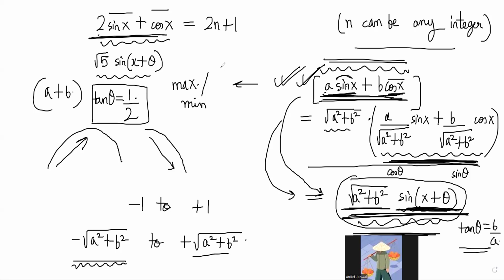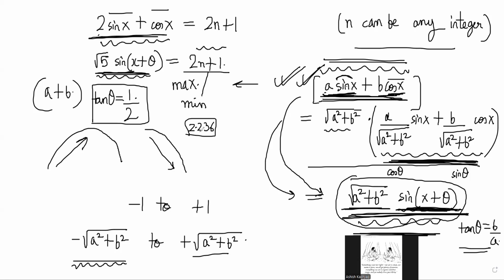Root 5, and the minimum value is minus root 5, and this equals 2n plus 1. Root 5 value is 2.236. So this expression is going from minus 2.236 to plus 2.236. So obviously the odd integers that it can be equal to are minus 1 and 1, and that's it.